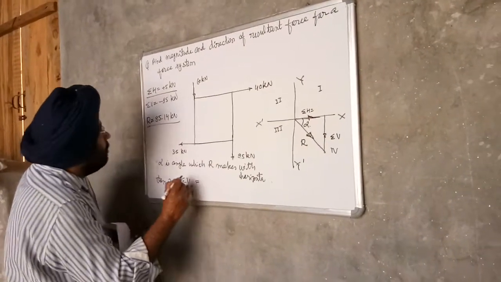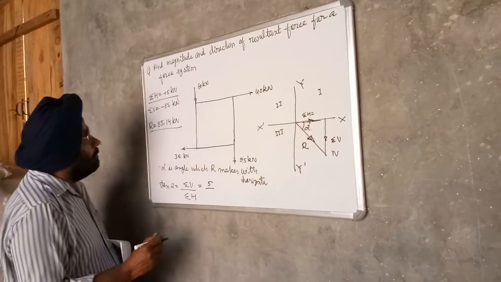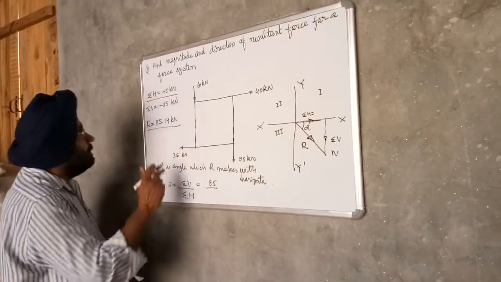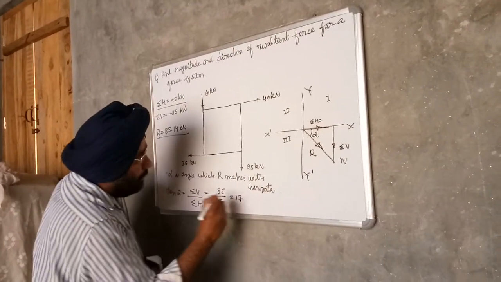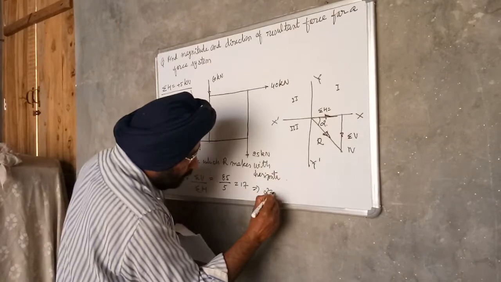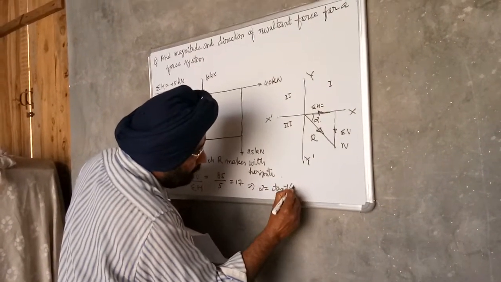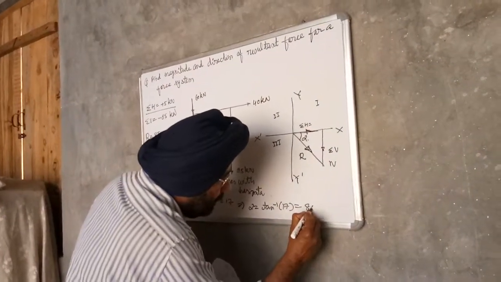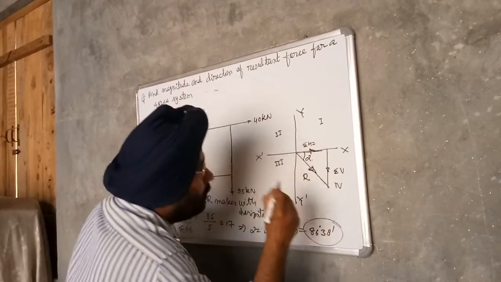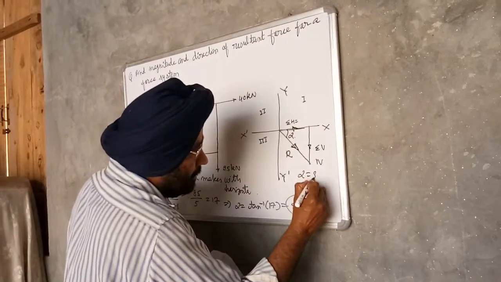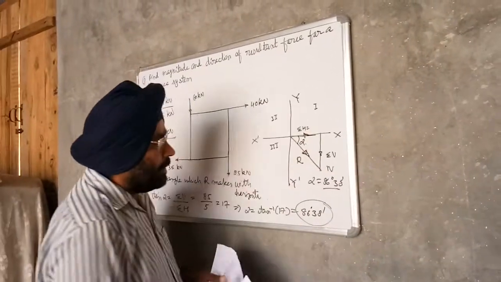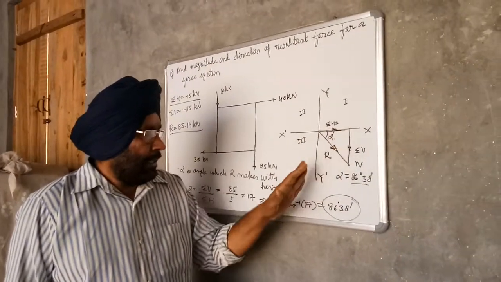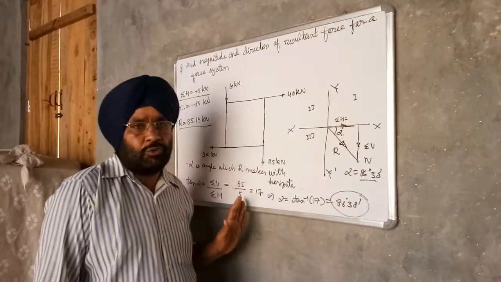So tan alpha is equal to sigma V upon sigma H. Sigma V has magnitude 85, and sigma H is 5. So this is 17. So it means alpha is equal to tan inverse 17. Its value is 86 degree 38 minutes. So the angle alpha is 86 degree 38 minutes. So the resultant force R makes an angle of 86 degree 38 minutes with the x-axis, and the resultant force R lies in the fourth quadrant as shown in this figure.